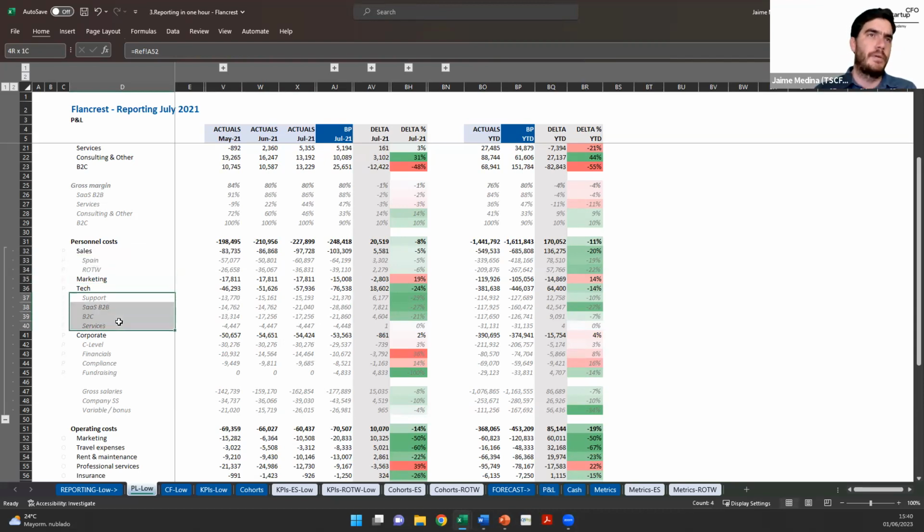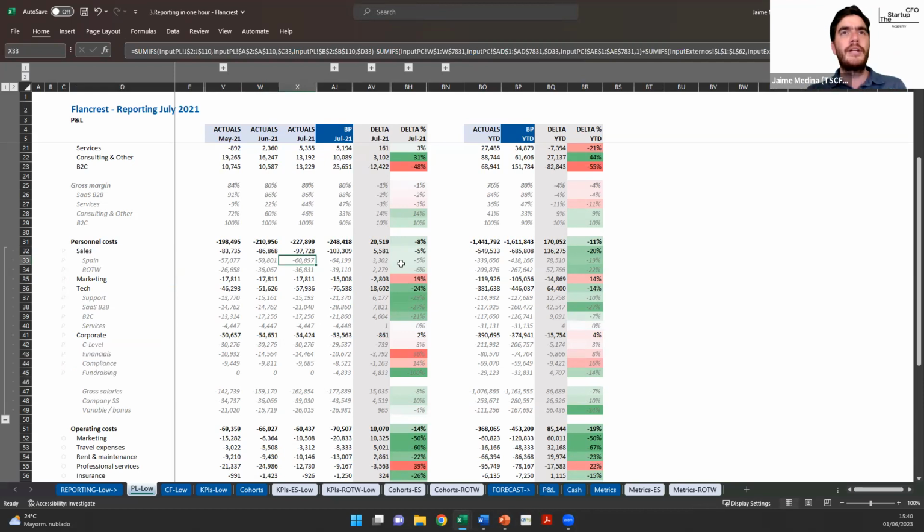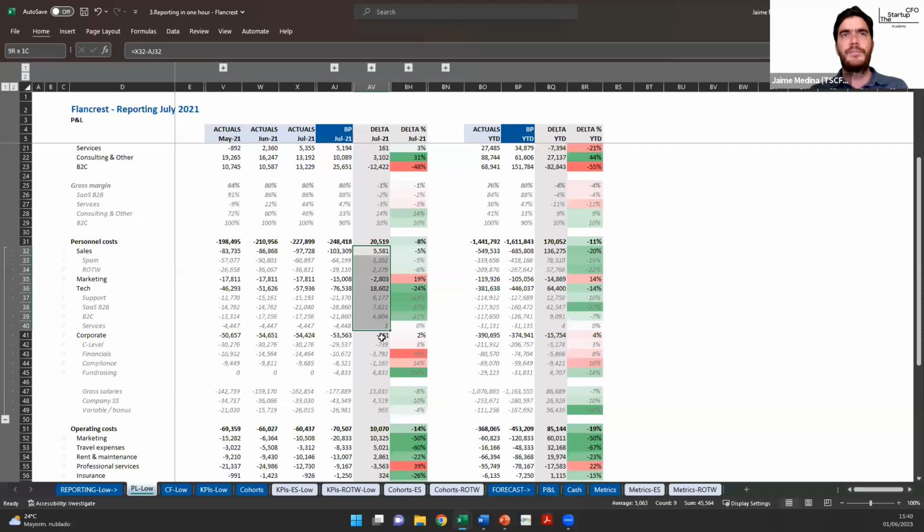Marketing, tech, which is subdivided in 4 cost centers, corporate, which is subdivided in 4 cost centers. And then in each of them, you can track the differences that you expect in both absolute value and relative. So, for example, in marketing, we're spending more than we expected. Maybe we hired a more senior person than we thought, or we hired someone in May rather than in August as we were expecting.